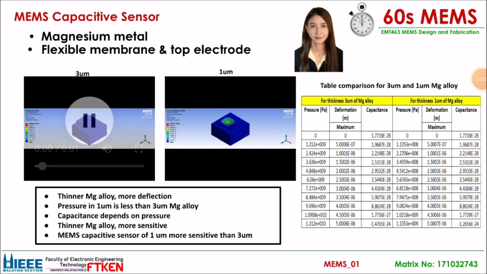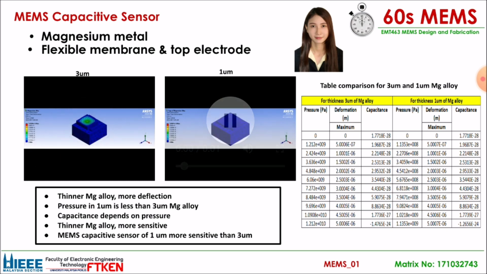I used magnesium as the flexible membrane. The air gap between the top electrode and bottom electrode is 5 micrometer. Firstly, I used a thickness of 3 micrometer of magnesium and the deflection is shown in the left-hand side video. It needs 1.2 times 10 power of 10 Pascal of pressure in order to achieve the maximum deflection.